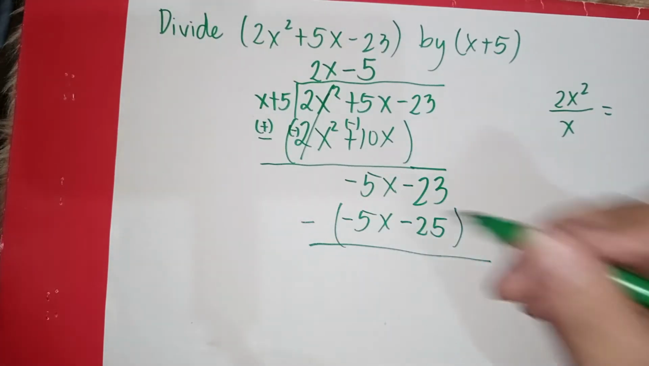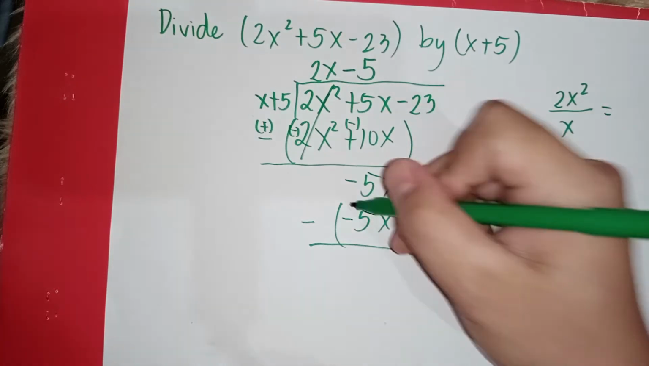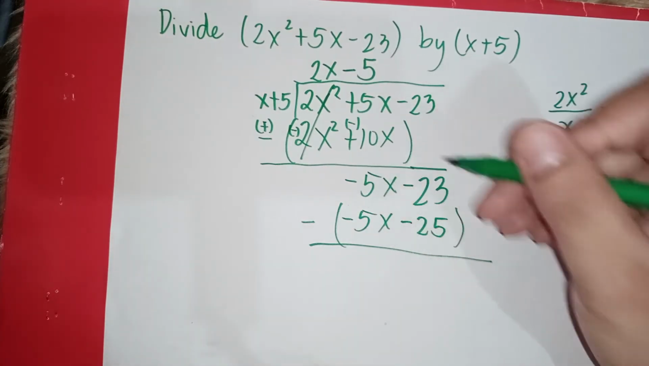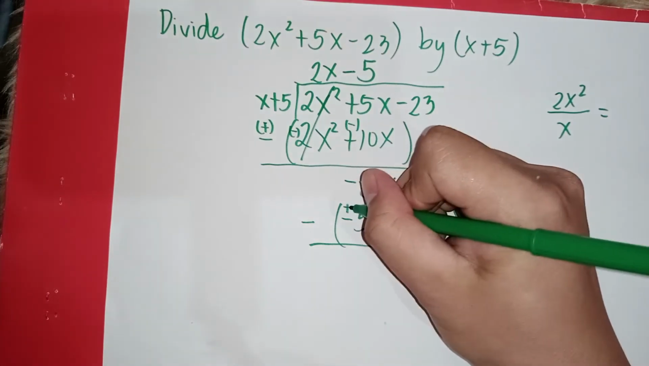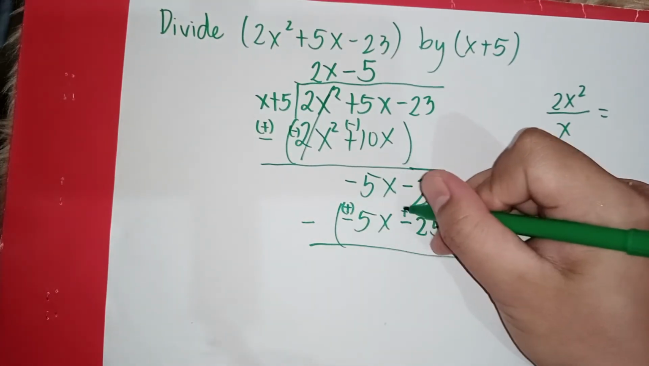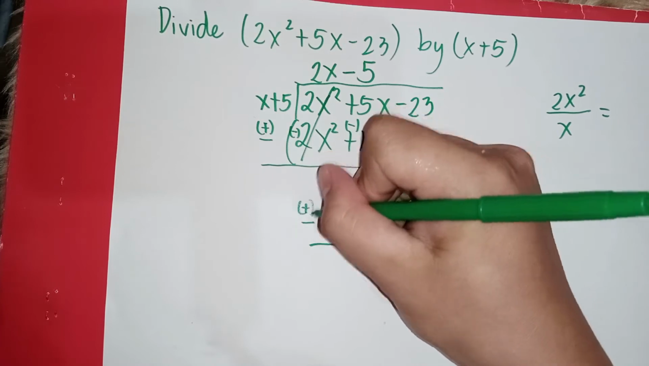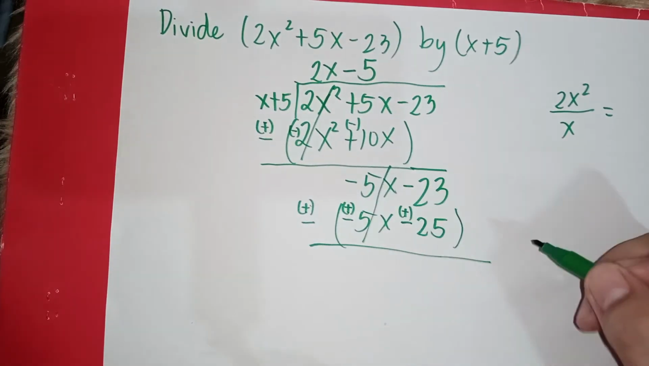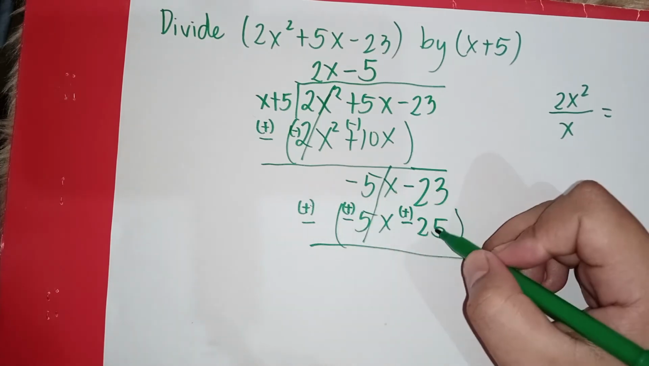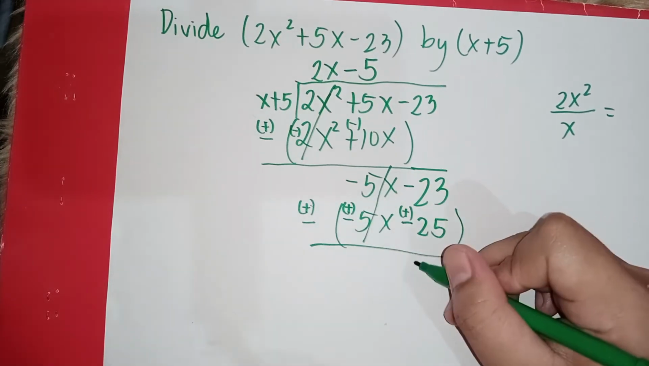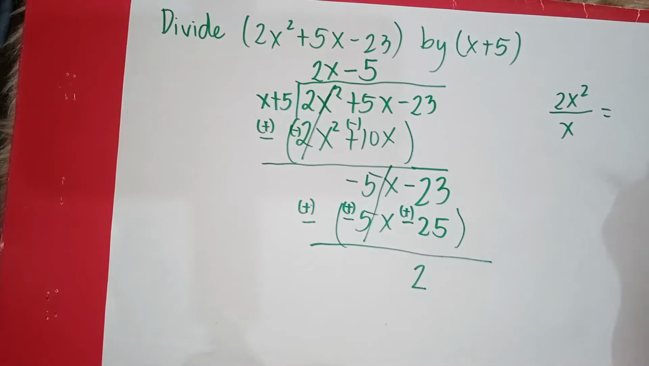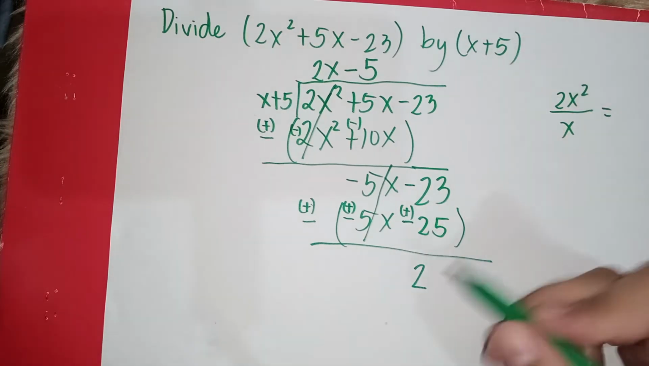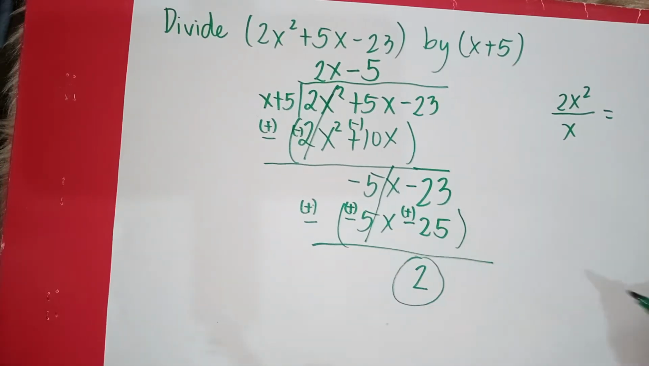So, subtract, you're going to change the sign of your subtrahend. So, magiging positive ito. Magiging positive ito. Then, you proceed to addition. Okay, negative 5x plus 5x, that is now 0. Negative 23 plus 25, that is 2. Positive 2. Okay, so wala na po tayong ma-bring down. Ito na po yung tinatawag nating remainder.